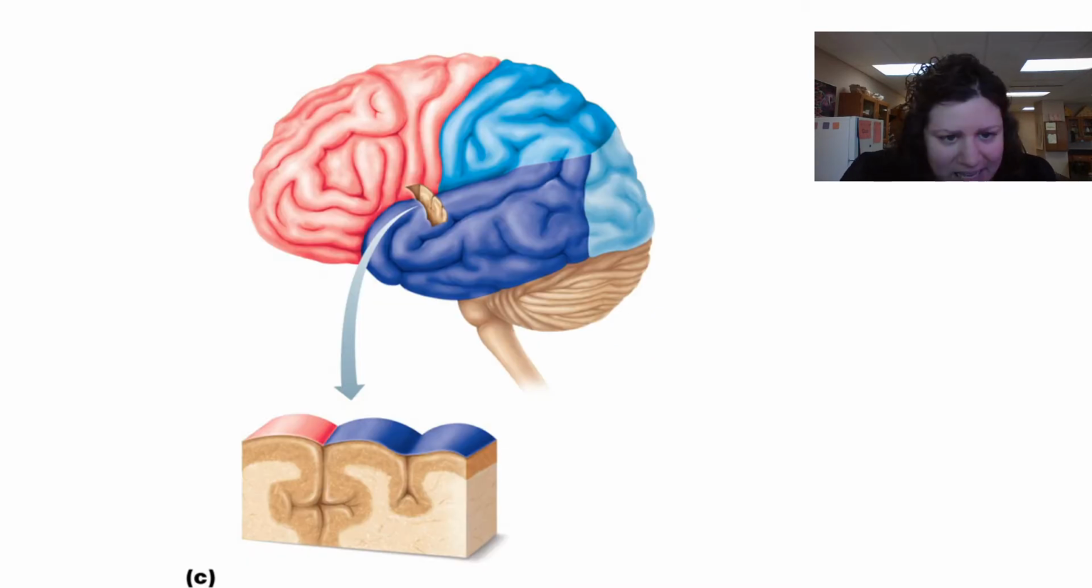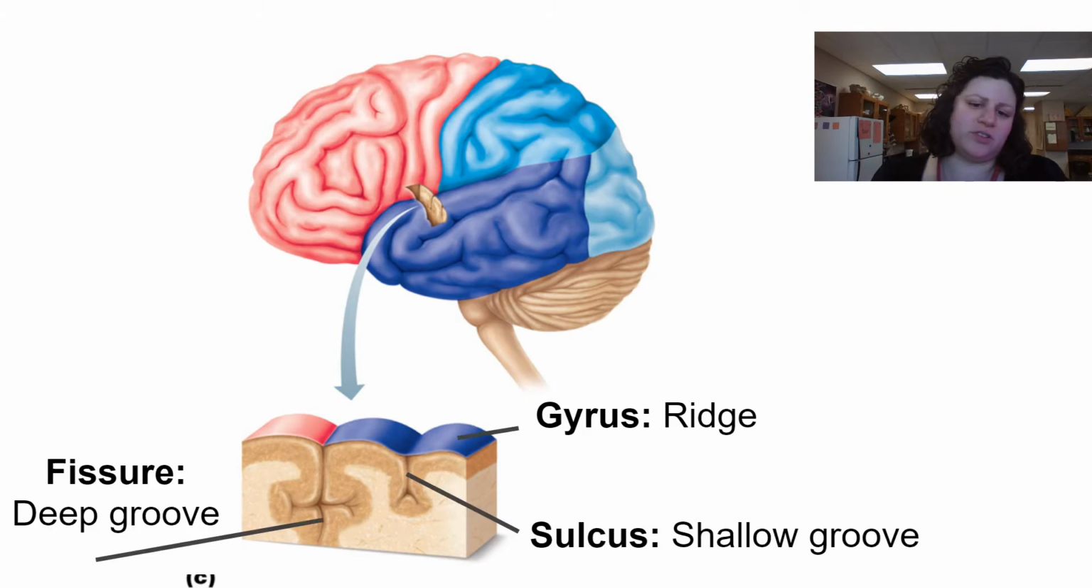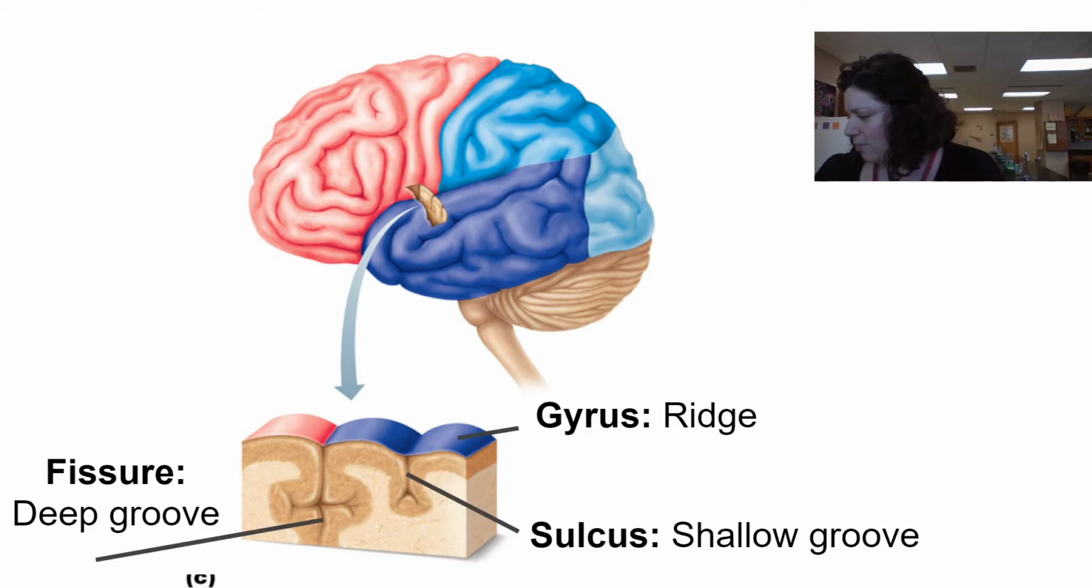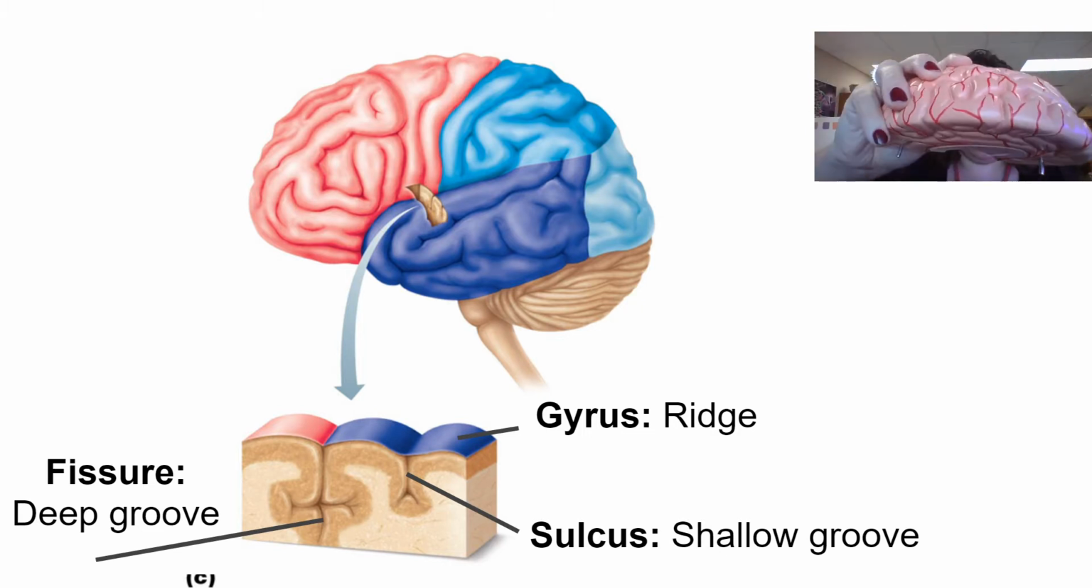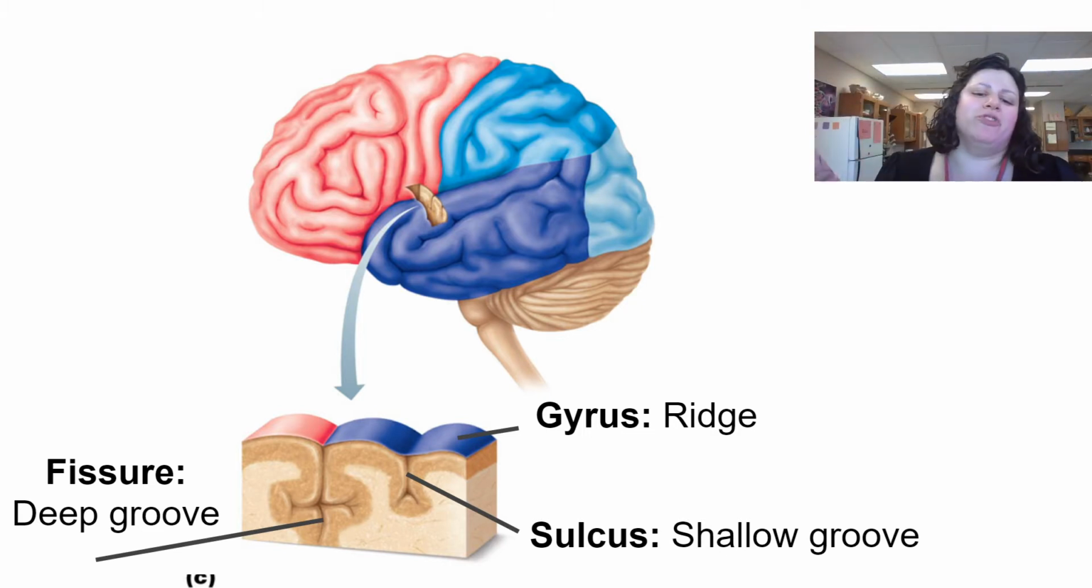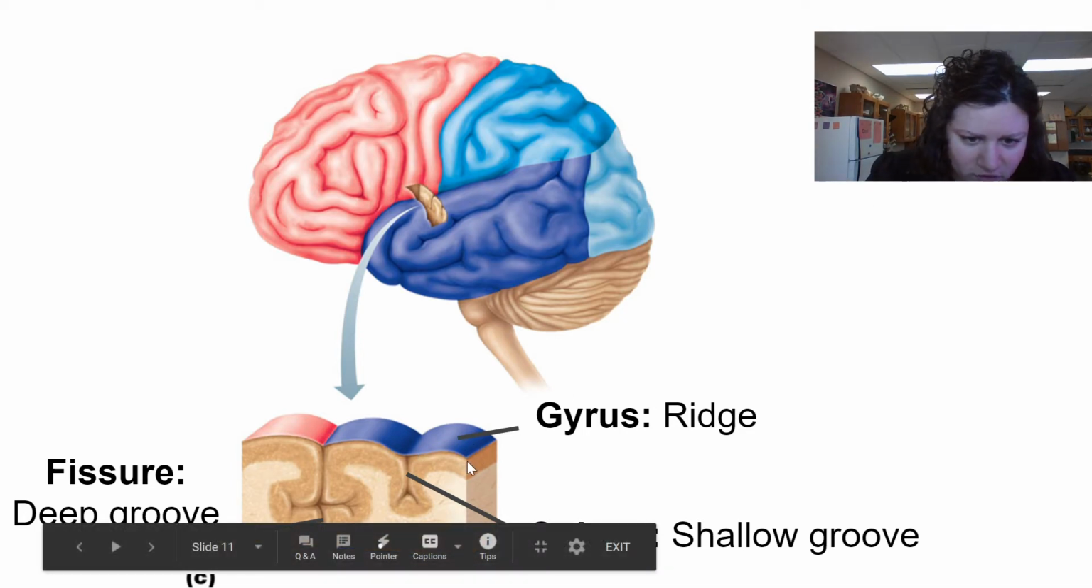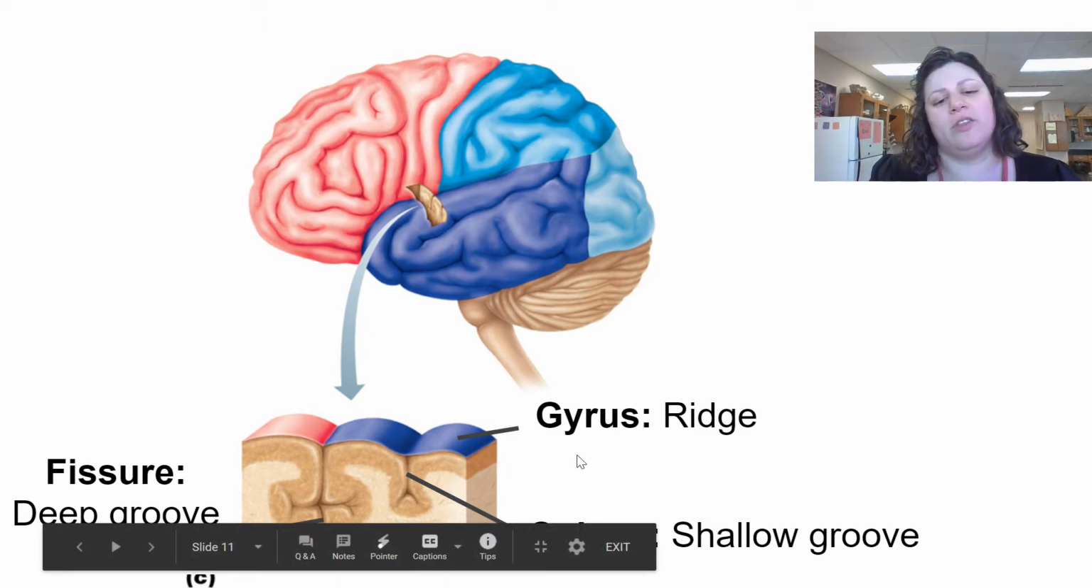And when I look at this, what I notice is all the wrinkles and all the folds, which is an adaptation for surface area. So let's take a closer look at those. The top, bumpy part of the brain, when you look at this and you see all of the ridges, each individual ridge is called a gyrus. That right there is a gyrus, and all the ridges put together are gyri, or plural.